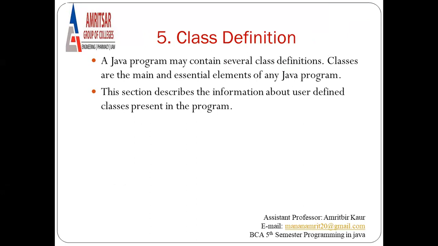The fifth section of a Java program is the class definition. A Java program may contain several class definitions. Classes are the main and essential elements of any Java program. So in our Java program, we can define a number of classes. Classes are the main element of a Java program, because in Java we work with classes and objects. This section describes the information about user-defined classes present in the program.